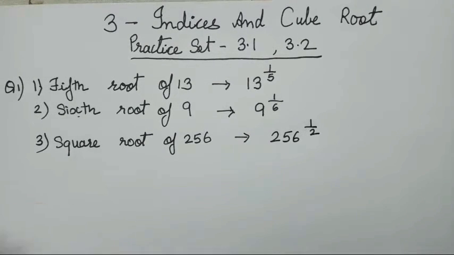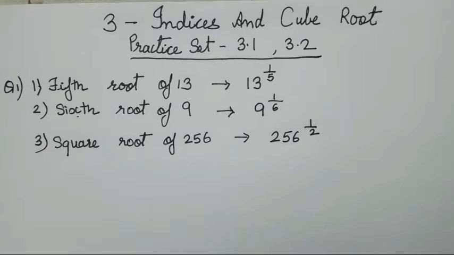So don't get confused. If it is square, then what do we have to write? Square means 2, cube means 3, and after that it is going to be 5th, 6th, 7th, 8th, 17th, 18th, 19th. In this way it is going to be given. Only the two different words are going to be square and cube.